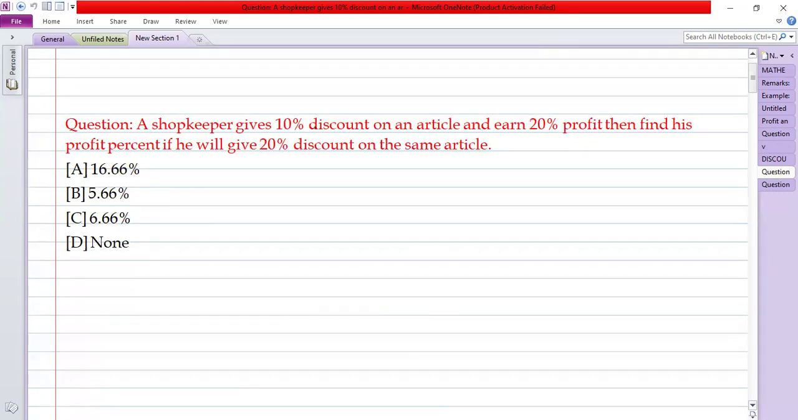So a shopkeeper gives 10% discount on an article and earns 20% profit. Okay. So what is the meaning of 10% discount? It means the selling price will be nothing but 90% of the marked price. Okay, M stands for marked price. And what is the meaning of 20% profit?